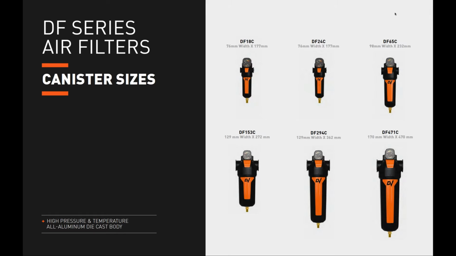The DF65C is 98 millimeters wide and 232 millimeters in height. The DF153C is 129 millimeters wide and 272 millimeters in height. The DF294C is 129 millimeters wide and 362 millimeters in height. And finally, the DF471C is 170 millimeters wide and 470 millimeters in height. All DF series air filter canisters feature high temperature and high pressure all aluminum die cast bodies.